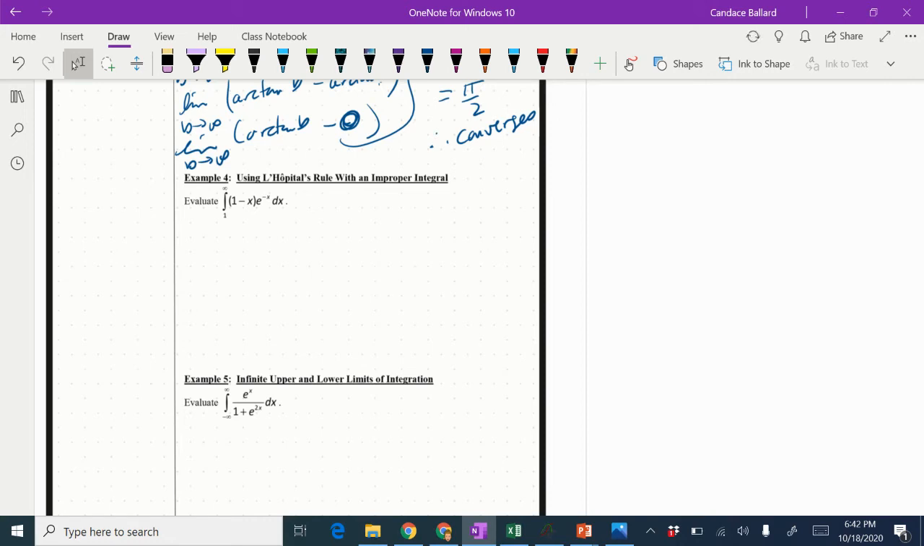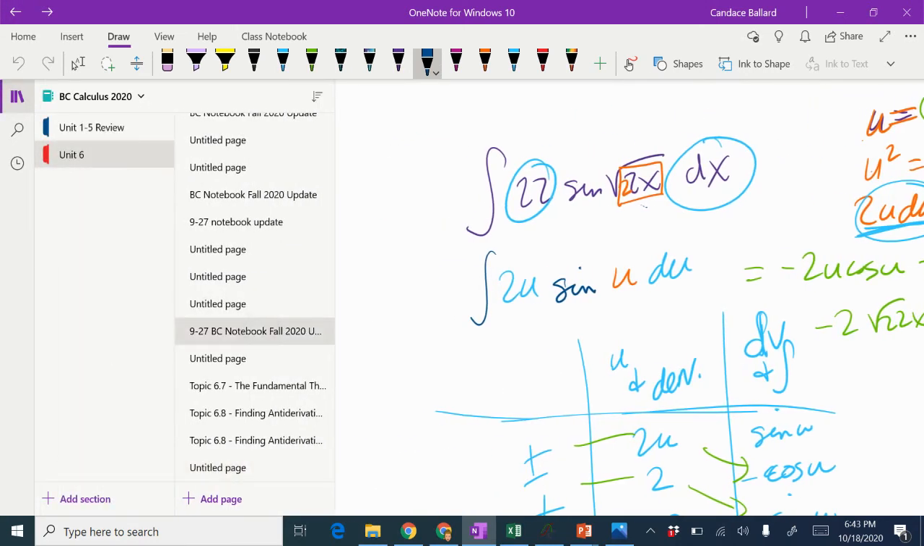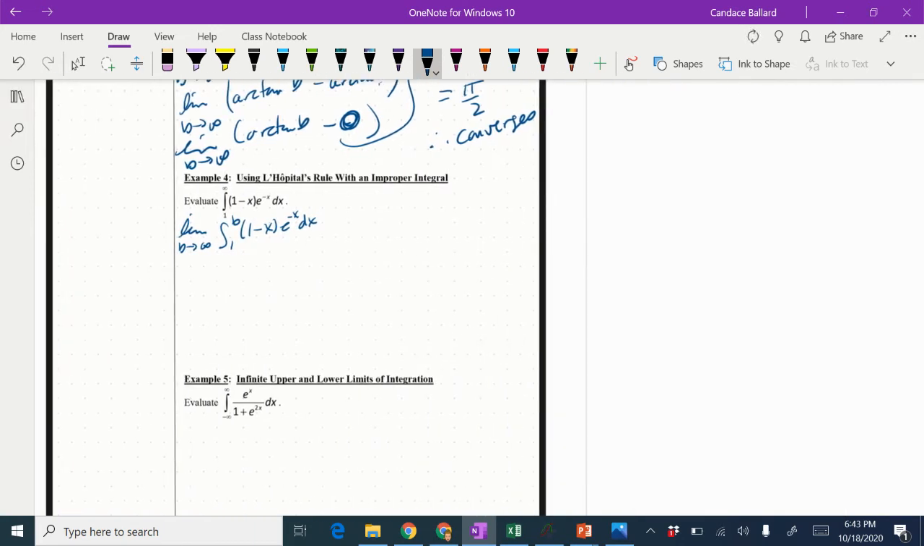So write small. Using the Hopi rule with improper integrals, what's going to happen here? I'll start here. We've got the limit as b approaches infinity of the integral from 1 to b of 1 minus x e to the negative x dx. It definitely looks like an integration by parts, right? So we're going to examine the LIATE, right? There are no natural logs. There is no inverse trig, but there is algebra.